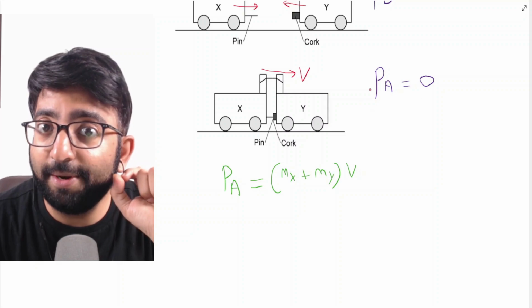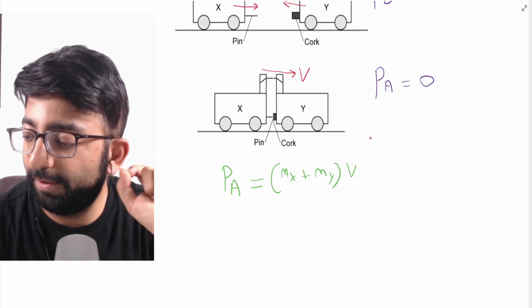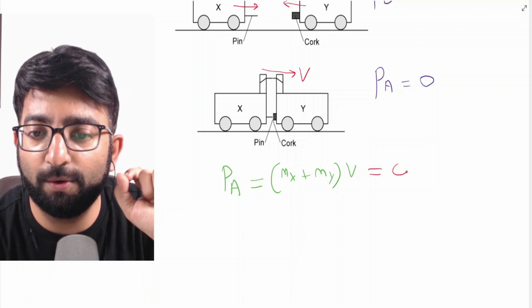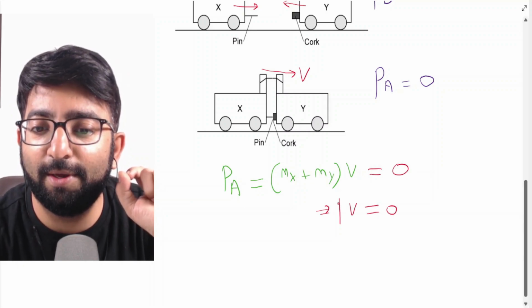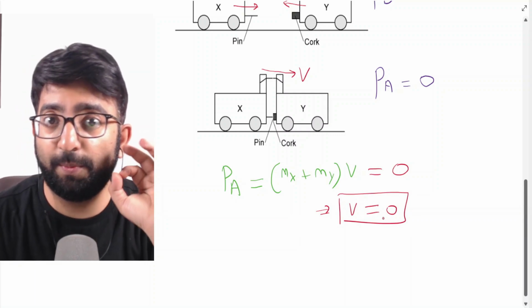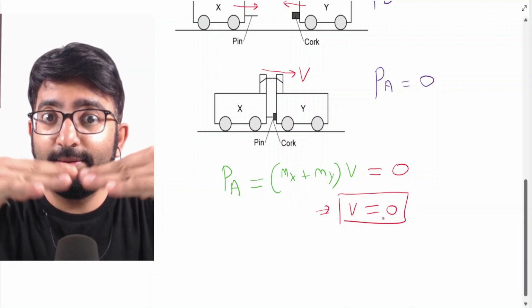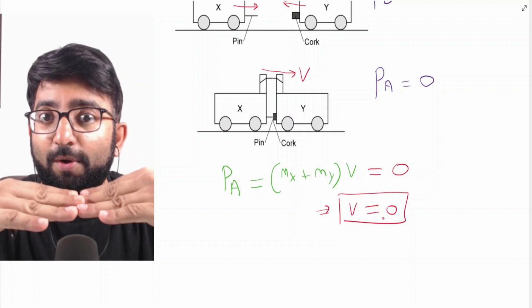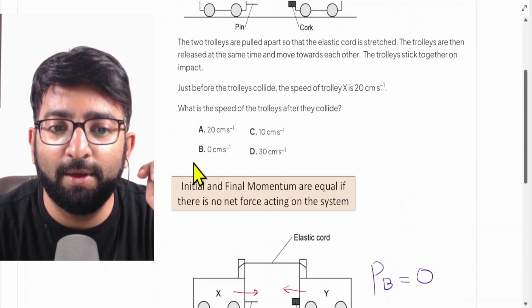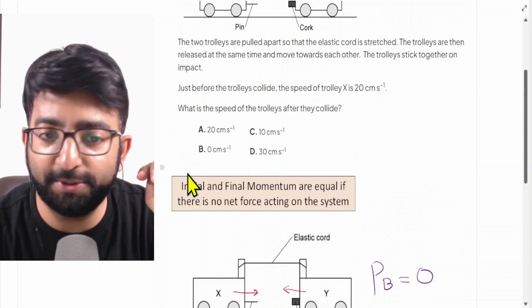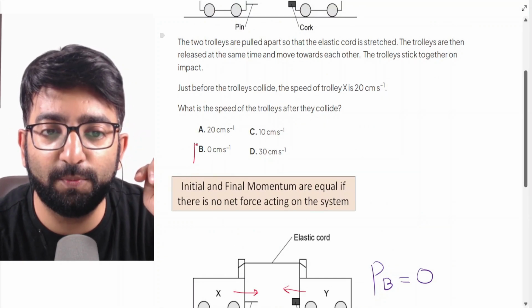Now, since we have already proved that the after momentum is also zero, let's equate that to zero, which means we can easily say V, the combined velocity, will be equal to zero. Once the two trolleys collide, they will stop. None of the two trolleys are going to move in any direction. So let's go back to the options. The answer would be option B, which is 0 centimeters per second.